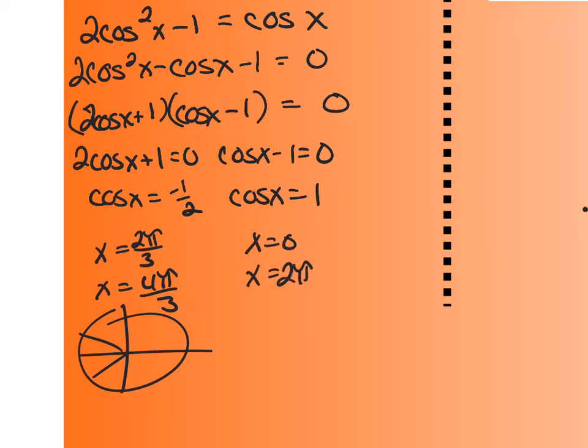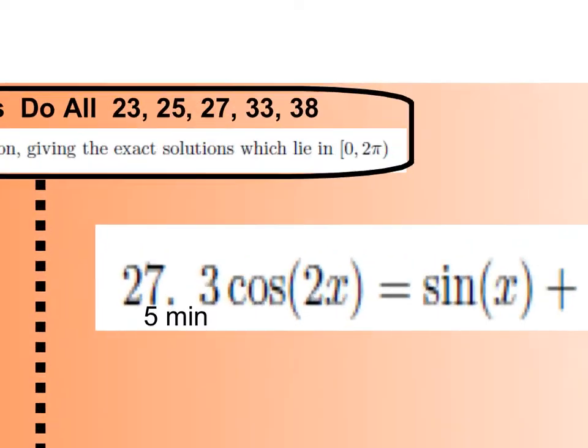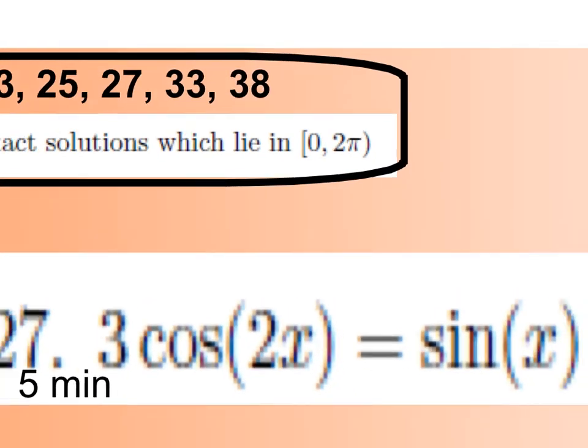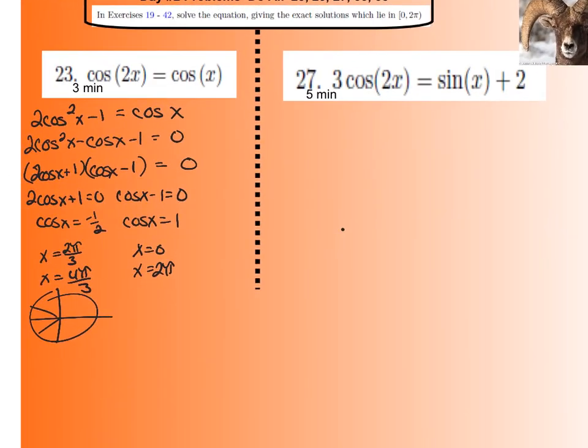Let's check our interval. So our interval includes 0 but not 2 pi. So I'm going to go ahead and pretend like I didn't write that one down. And highlight. So this particular answer has 3 solutions: 2 pi over 3, 4 pi over 3, and 0. Okay, let's try the next one.